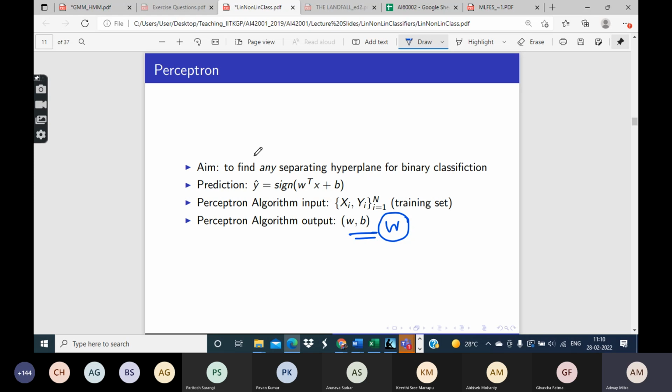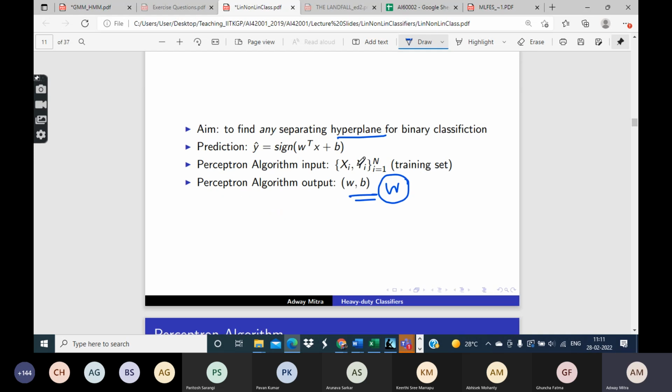The aim of the perceptron algorithm is to find a linear structure, which you can call a hyperplane. If it is two-dimensional, then the linear structure is simply a straight line. If it is 3-dimensional, then it becomes a plane. And for higher dimensions, we call it a hyperplane. So this linear classifier can also be called a hyperplane classifier.